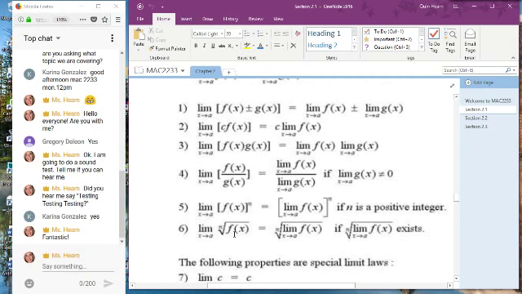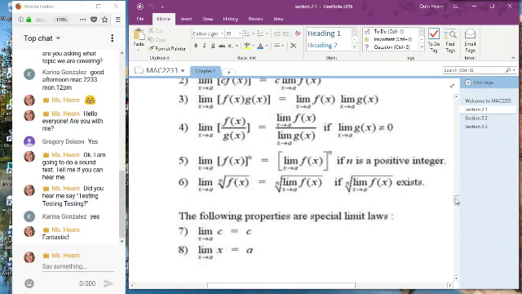And if you have the nth root of a function, you can take the limit by taking the limit of the function and then taking the root of that, assuming that root exists. So of course, if the limit turns out to be negative and you have an even root, then that's not going to work. But otherwise, it will work. And we said that the limit as x approaches a of a constant value c is just going to be that constant value.